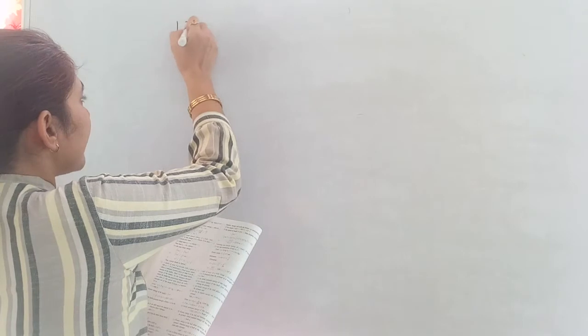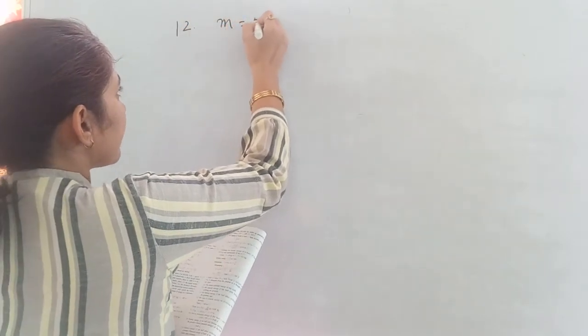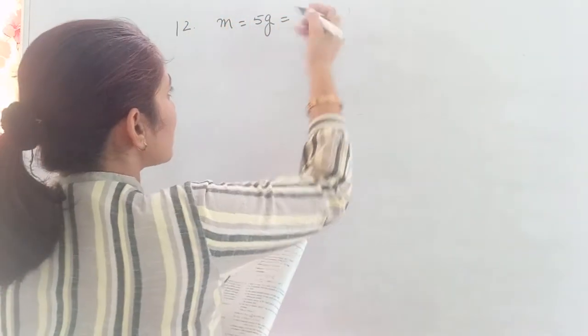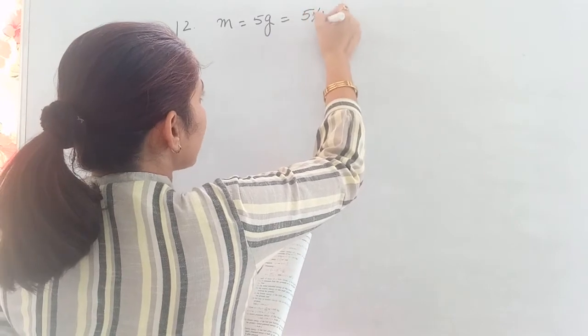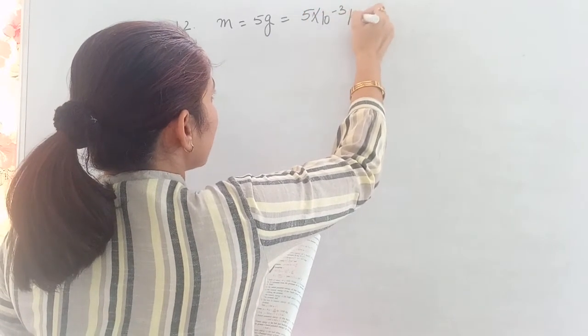But a few of the numericals I am skipping because I feel these are very easy ones and you can do them yourself also. 12th is a bullet of mass 5 gram travels with the speed of 500 meters. This is a bullet of mass 5 gram. So first we are going to convert it into kilogram. This is 5 into 10 raised to the power minus 3 kg.